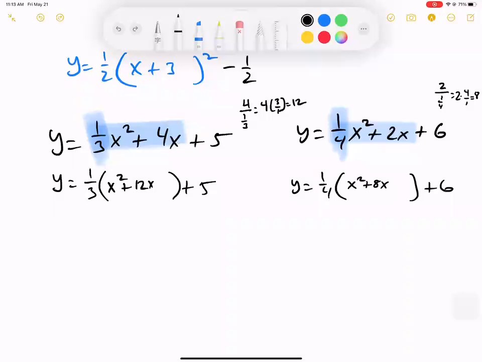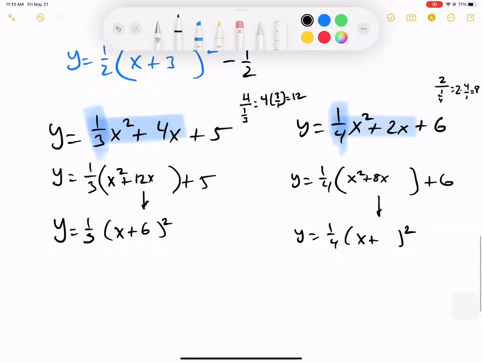So now that we've got it all set up, now we complete the square. Remember, we haven't started completing the square. We've been setting up only, getting rid of that a value. So let's go ahead and complete the square. Y is equal to 1/3 x plus what squared? Y is equal to 1/4 x plus what squared? And hopefully you remember, we always divide the middle by 2.